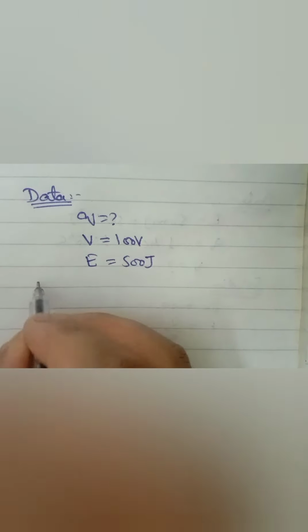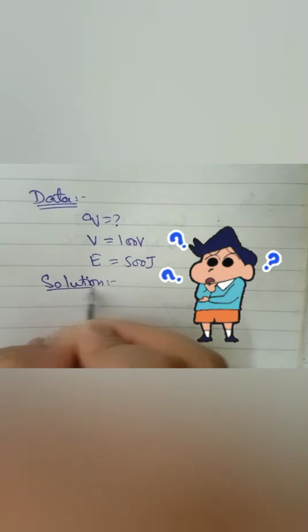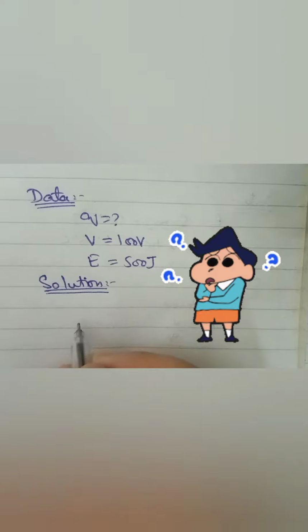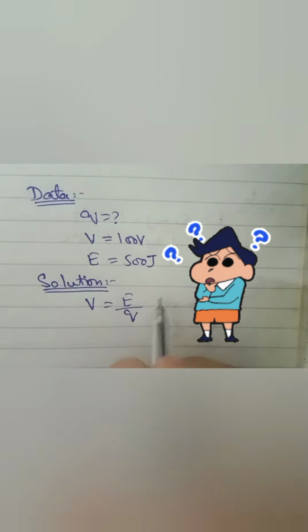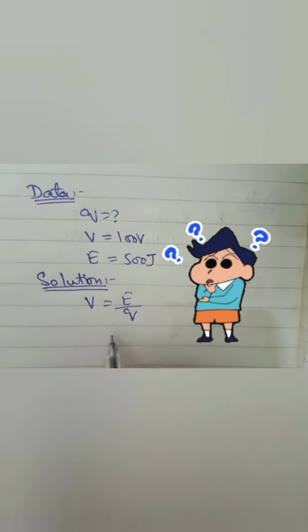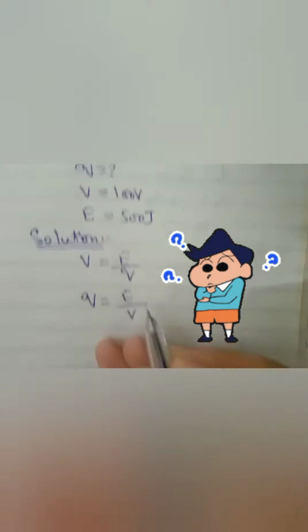Now let us solve it. We know the equation of energy, voltage and charge is V equals E divided by Q. Rearrange the equation to find Q. Q will become equal to E over V.